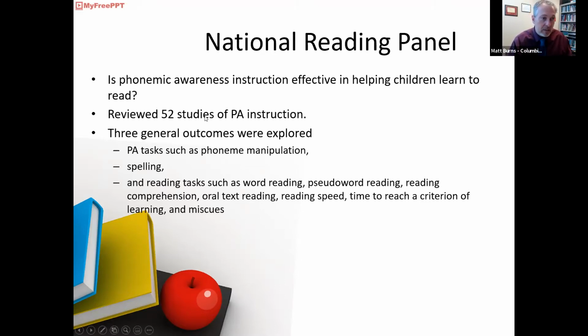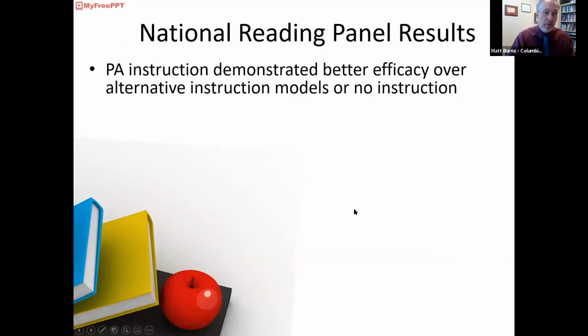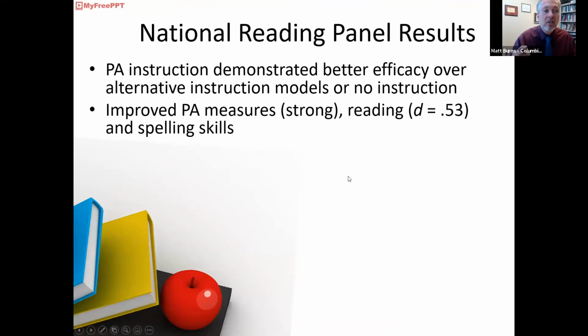They found 52 studies, and they looked at, does phonemic awareness help with phoneme manipulation? If you teach them that, can they do the /k/ in cat and make it a /b/, and now it's bat? Does it help spelling? And does it help reading? And they looked at reading a whole bunch of different ways: word reading, pseudo word reading, reading comprehension, etc. And they found that it was effective. Strong effects, but I would argue 0.5 is not strong. It's moderate, but still good effects.